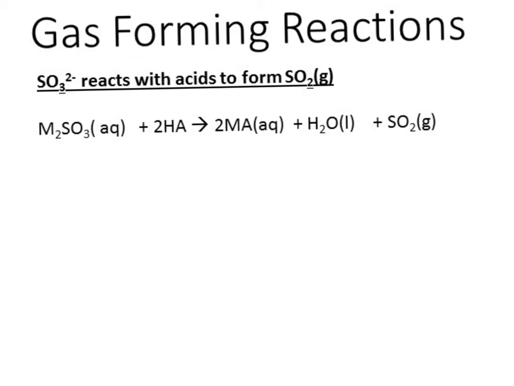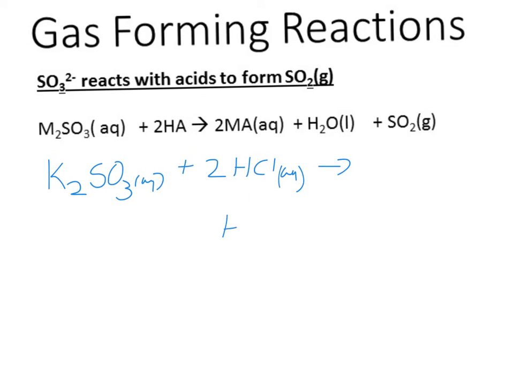So let's take a look at an example. I've got potassium sulfite, aqueous. I'm reacting it with some hydrochloric acid. What are my products going to be? Well, right away I see I have a metal with a sulfite, and I'm reacting it with an acid. So I know that one of my products is going to be water, and I know my other product is going to be sulfur dioxide.